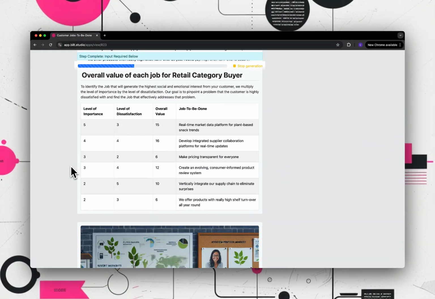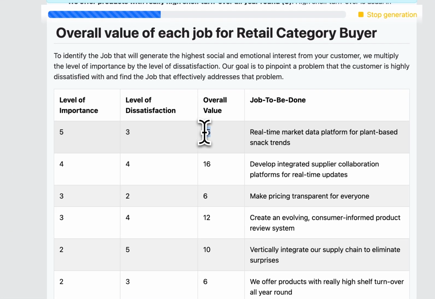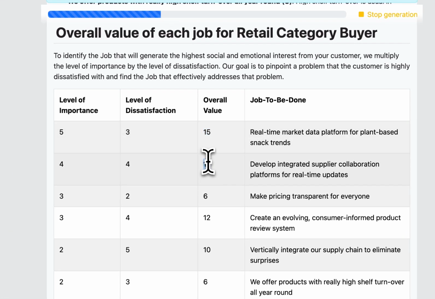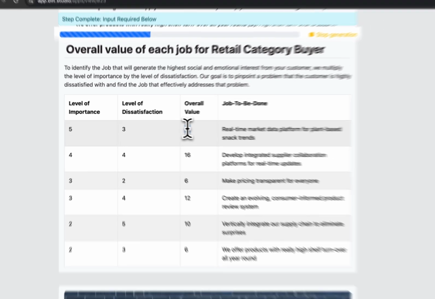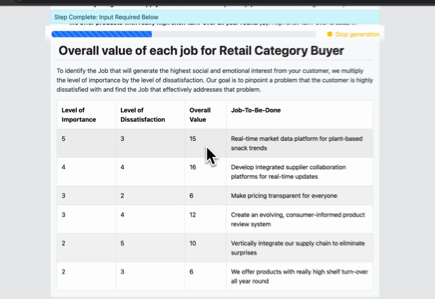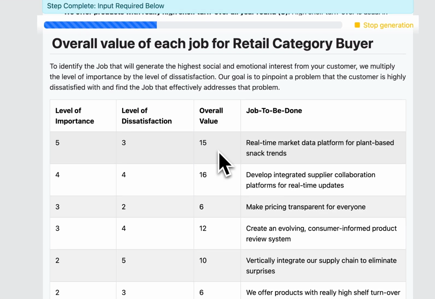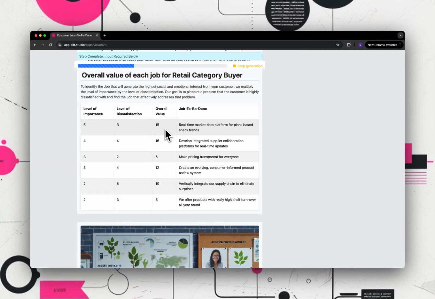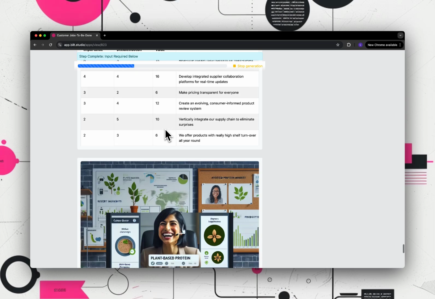And to create an idea of which is going to rise to the top, we'll actually multiply each of these. So the ones that are of most importance are going to be the integrated supplier collaboration platform and the real-time data. And I can actually try to combine those as well. So it's this multiplier to understand the overall value that lets me know which are my 2 most important jobs to communicate to that customer so that they're more willing to listen to all my unique features.